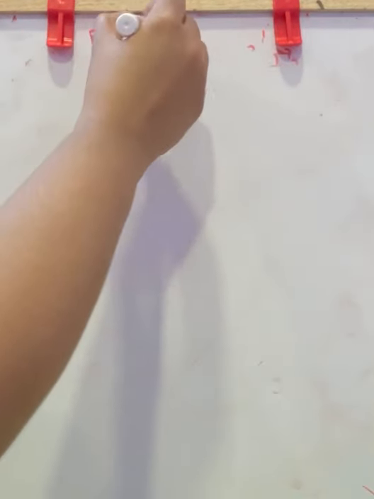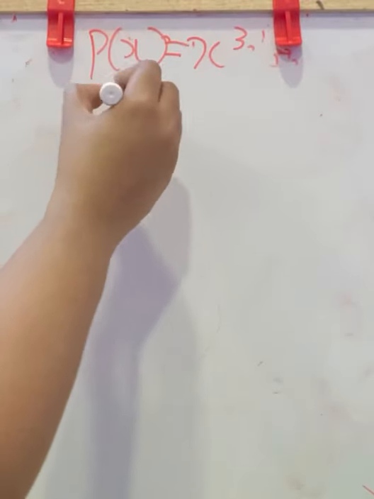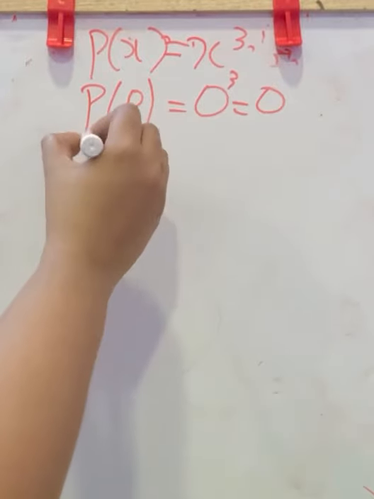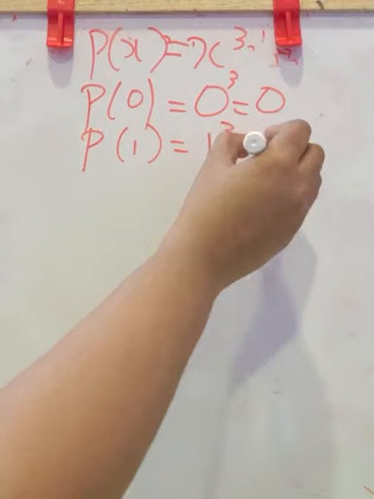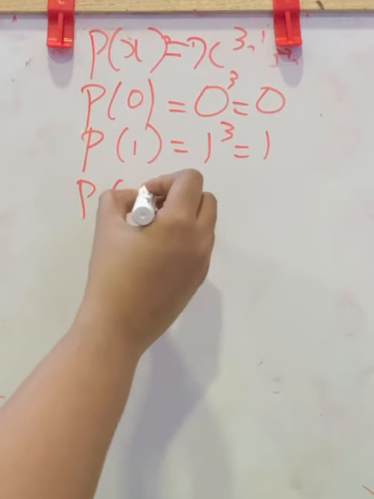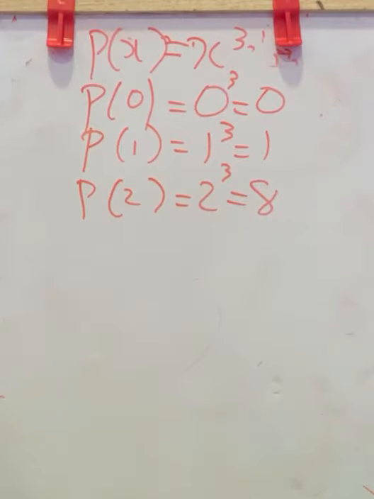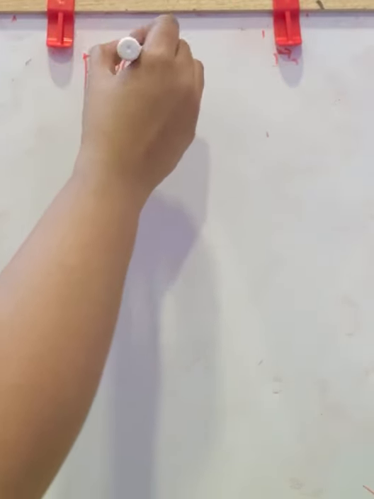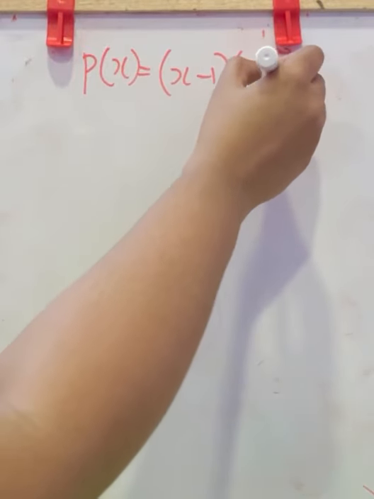P of x is equal to x cube. So we want to find P of 0. Then we will substitute 0 cube. The result is 0. Next is P of 1. Then it becomes 1 cube. The result is 1. Next is P of 2. Result is 2 cube. That is, result is 8. So coming to next polynomial. P of x is equal to x minus 1 into x plus 1.